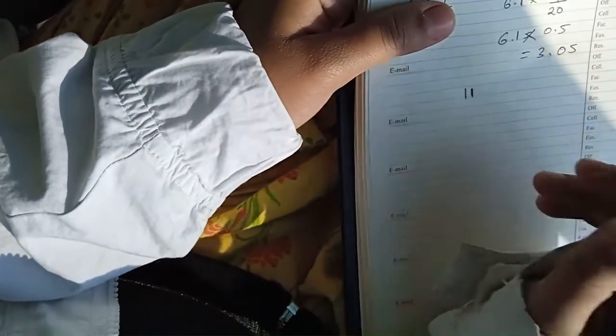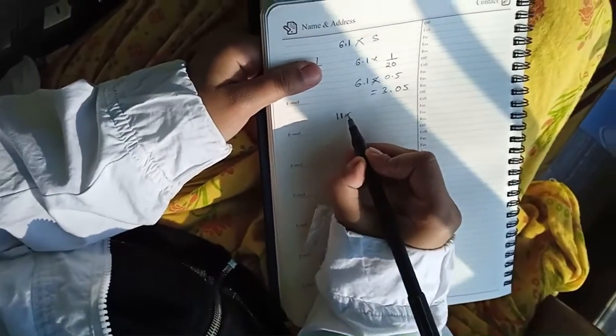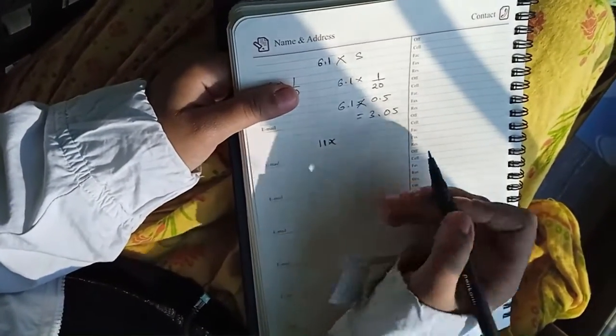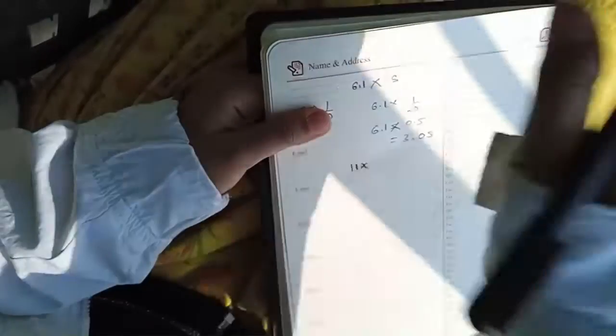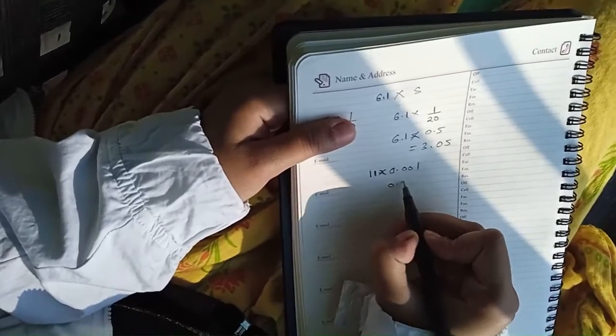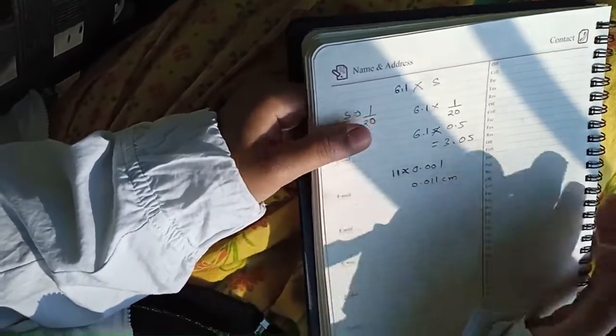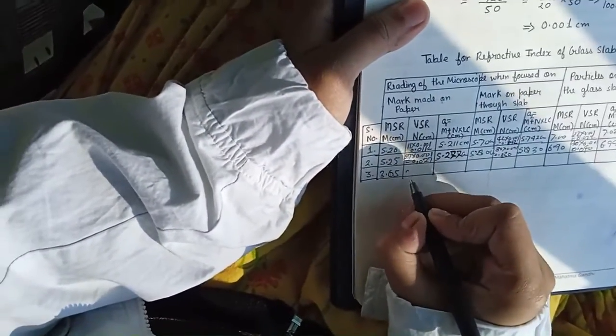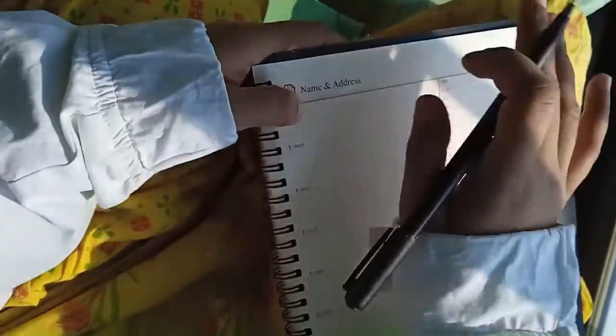Okay, so now we found out that it was the 11th division that was coinciding. Now we have to multiply the 11th division that was coinciding by the least count of the traveling microscope, which is 0.001, and we get 0.011 centimeter. Okay, so now we're going to write this in the table. We have the VSR reading, that is 0.011.